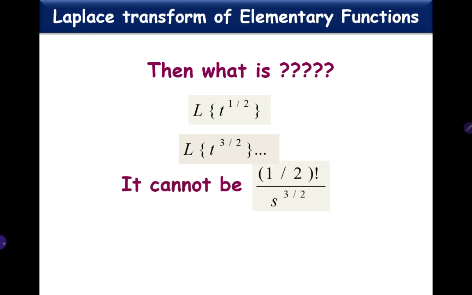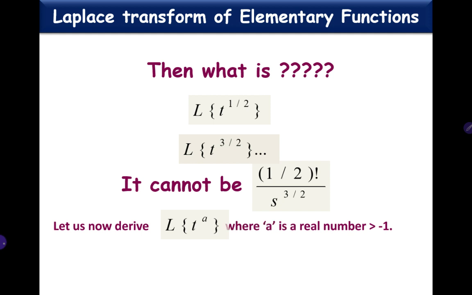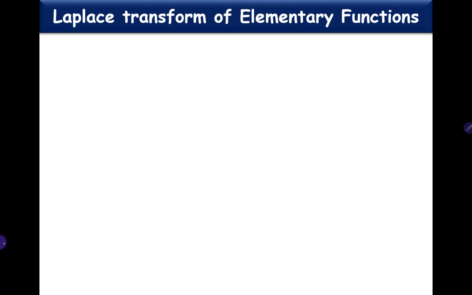It cannot be definitely 1 by 2 factorial power s power n plus 1, that is s power 3 by 2, because we cannot apply the previous formula, because here 1 by 2 is not an integer. Then how do we derive Laplace transform of t power a, where a is a real number greater than minus 1? So let us look into it now.